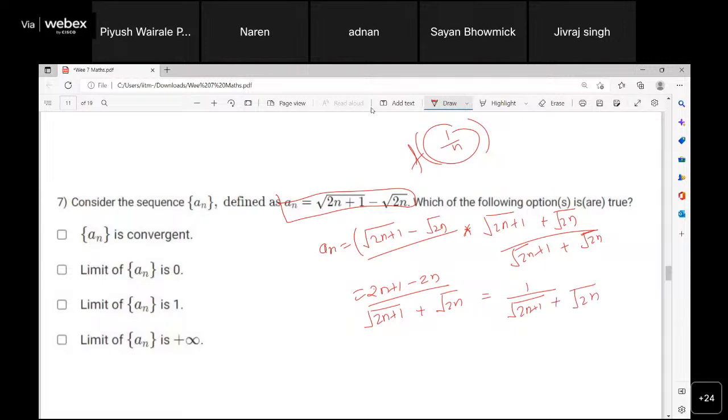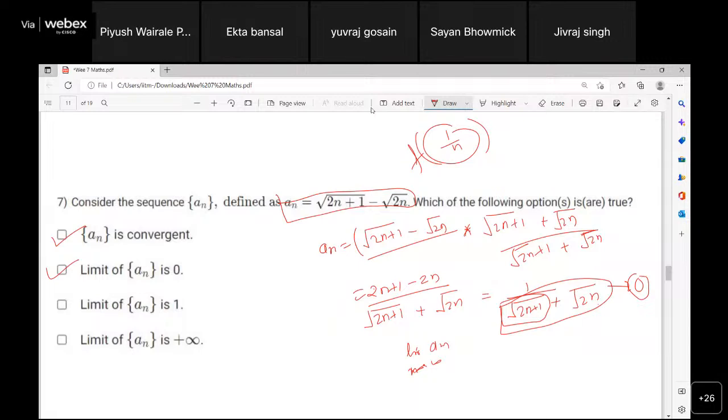Now if I find the limit of this particular expression, what will I get? We will get 0. As n tends to infinity, the denominator will increase, so the whole expression will tend to 0. So it will converge to 0, right? We are getting this particular value. So the limit of an is 0 and an is convergent also, right? It is converging to 0.